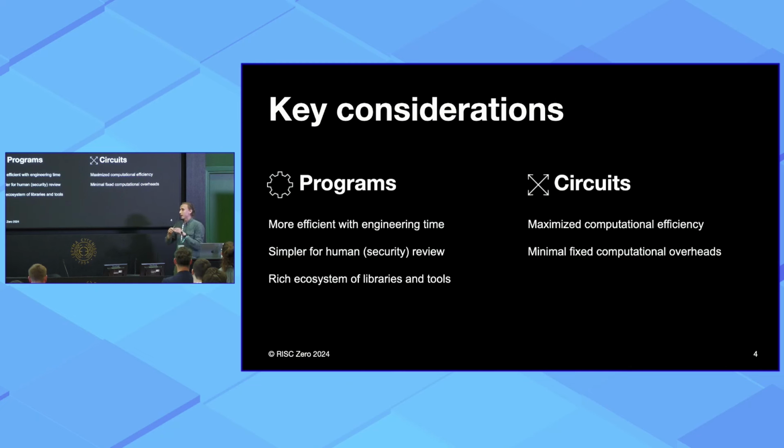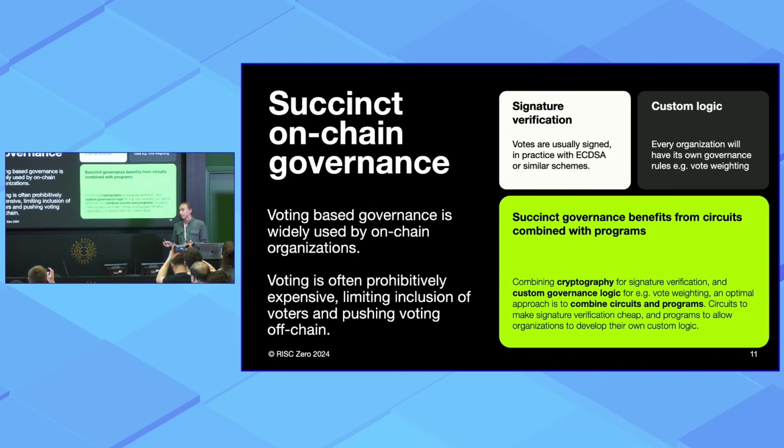Voting-based governance is extensively used on-chain by lots of organizations. Voting is often prohibitively expensive. That limits who can participate in voting. That limits the overall coverage of your governance system, and it ultimately could impact the governance-based security that you get from your system. A lot of voting is going off-chain now, and off-chain in ways that compromise core security guarantees and the vision of decentralized autonomous organizations and other on-chain governed protocols. So we really need succinct, ZK verified on-chain governance.